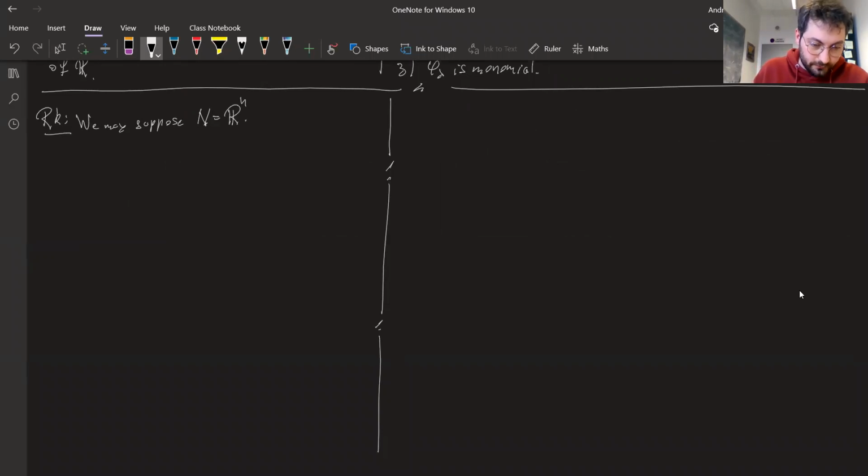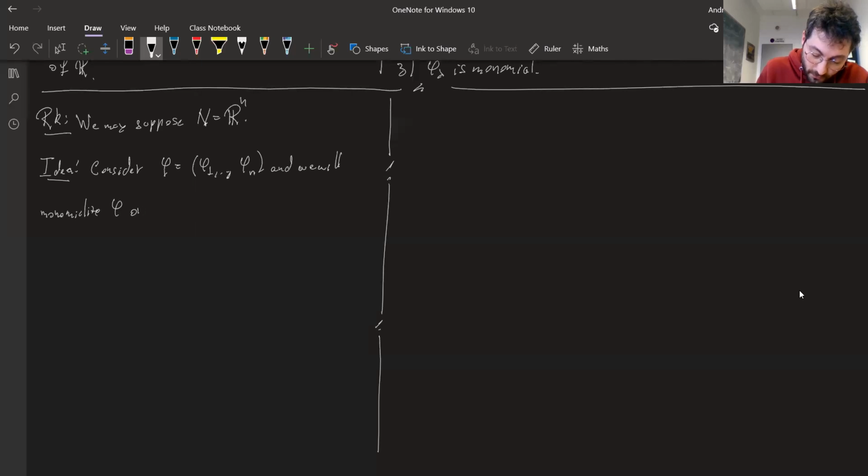So consider phi given by the first entries, F1 up to Fn. We are now in Rn, so we can write phi in terms of one of the coordinate systems in the target. And we will monomialize phi one entry at a time.